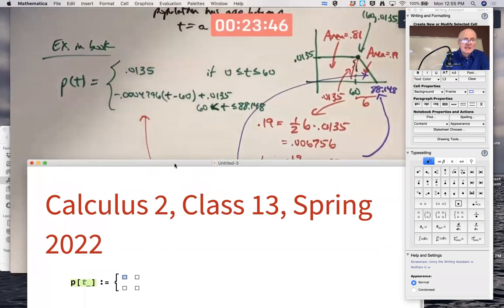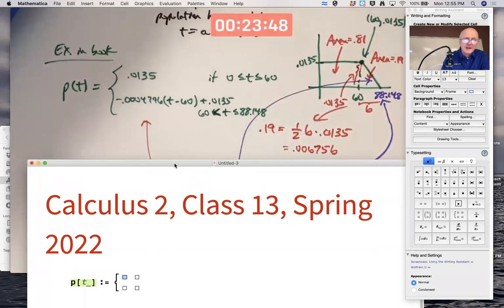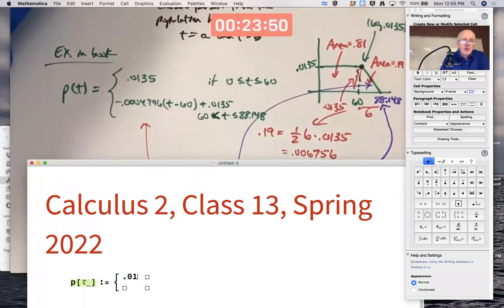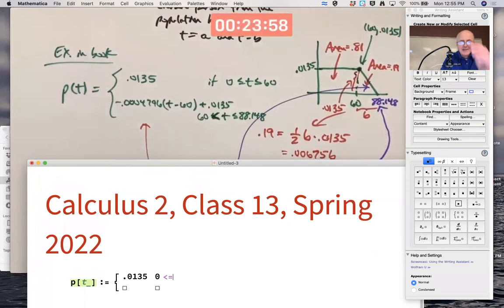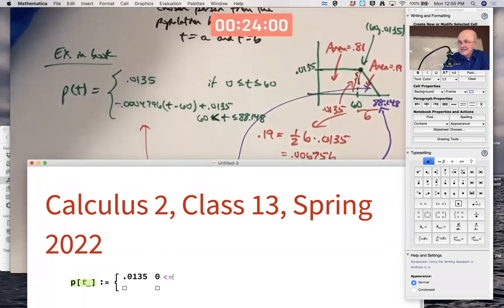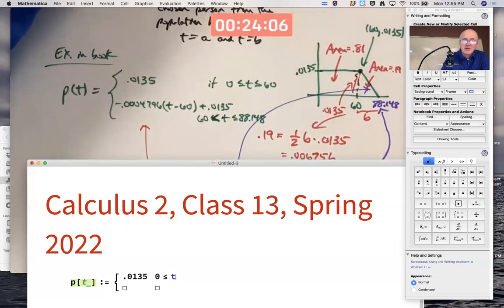Essentially just type it as you see it, though don't type the word "if" in there. 0.0135, tab over. 0 is less than or equal to t is less than or equal to 60. Oh, here's a little bit of Mathematica magic for you. I type a less than sign and an equal sign, and as I type a t, watch it morph into a less than or equal to. Fun, fun, fun, right? You have to humor yourself somehow.